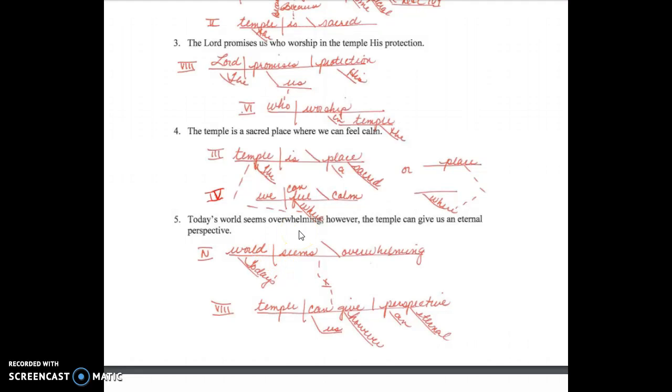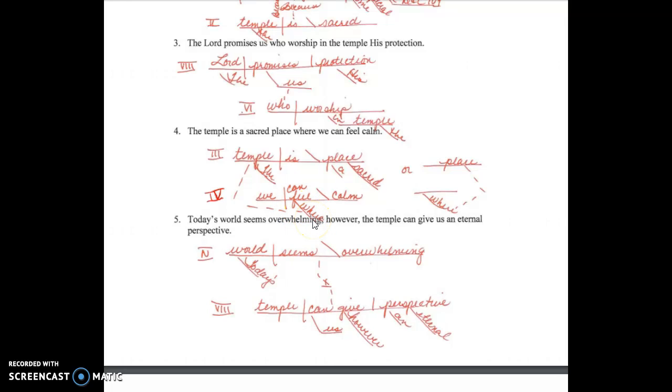Number 4, temple, subject, be verb, and place, noun, with the two modifiers below. So that is subject, be verb, noun makes that pattern 3. Our modifiers and articles go below. And then we have our second clause. We can feel are the two verbs. Calm is the adjective. Feel, any verbs of sense, such as feel, is going to be a linking verb. So linking verb with an adjective on the end makes that a pattern 4.